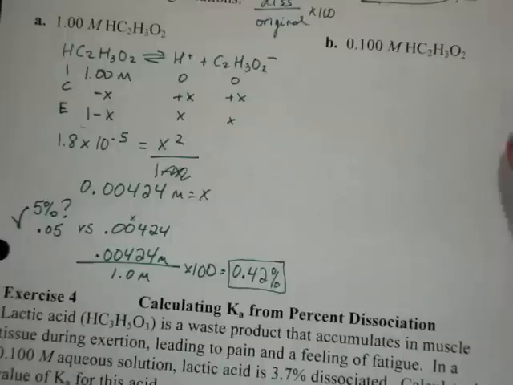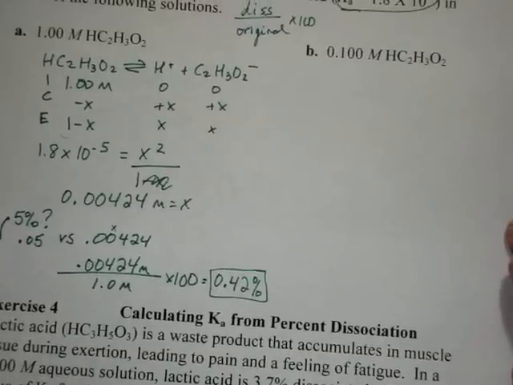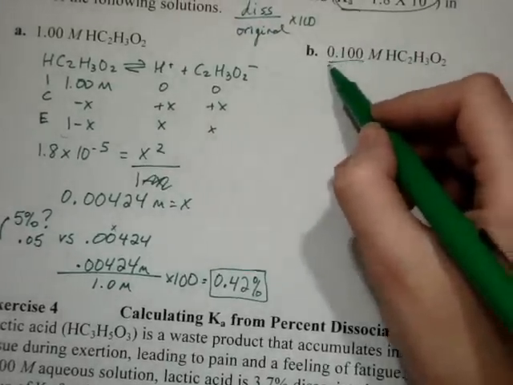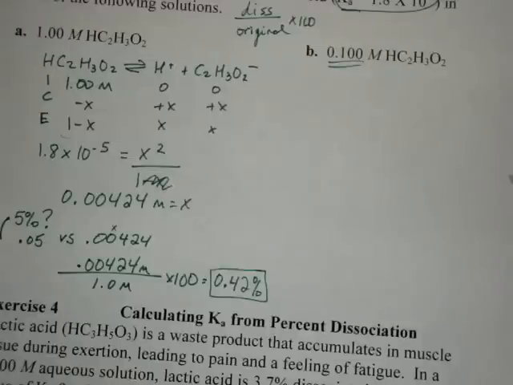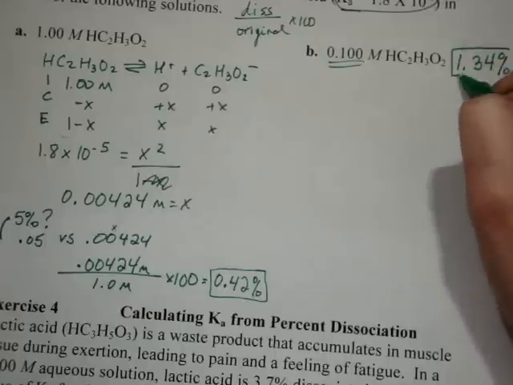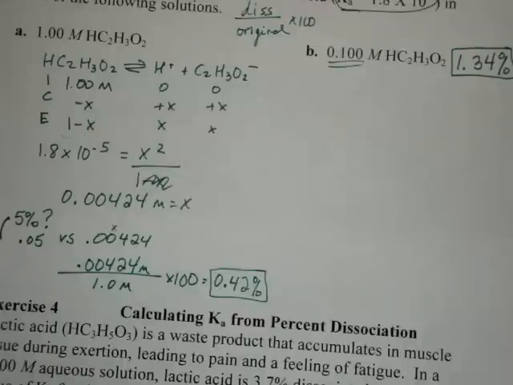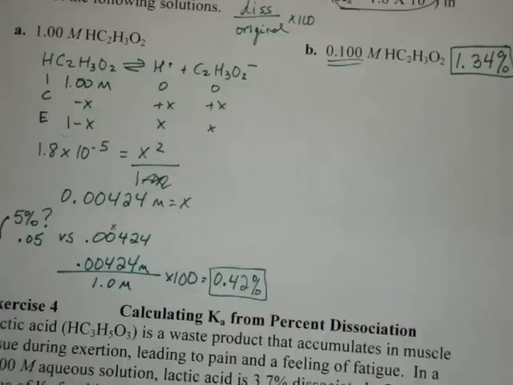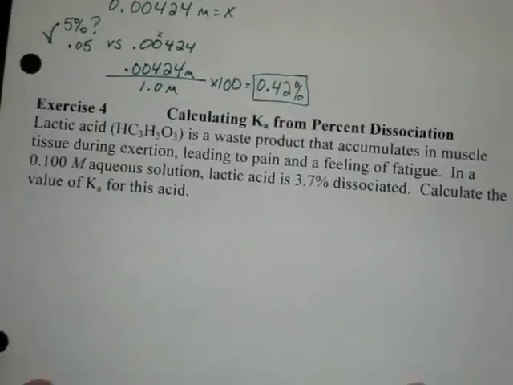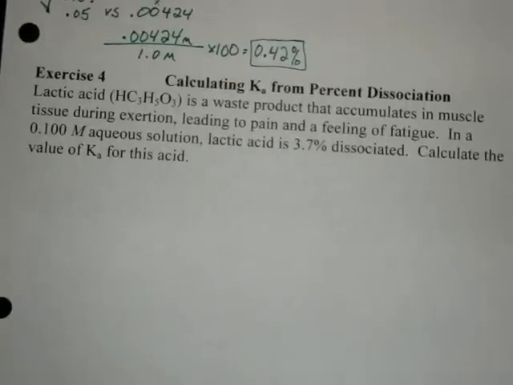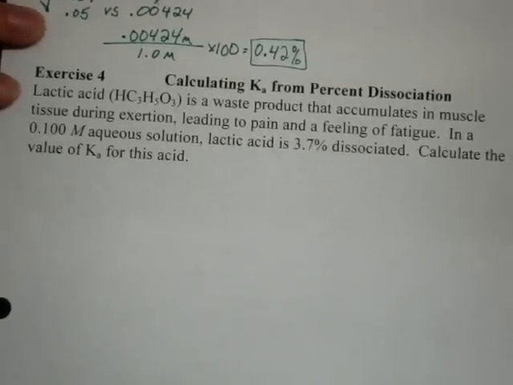I'm just going to give you the answer for B. The setup will be the same, but be careful to note that you have a different concentration here. So once you solve it, hopefully you'll find that this should be, I think it's 1.34. It's definitely 1.3, but 1.34%. Somewhere close to that. Can pause it and solve that one. And then when you're ready, come back for exercise 4, calculating Ka from percent dissociation.